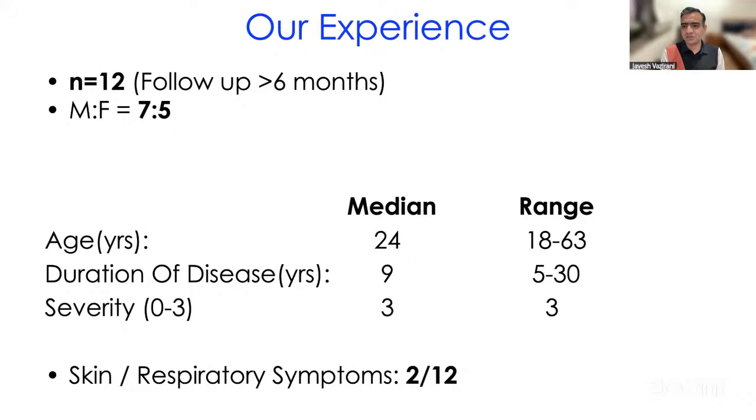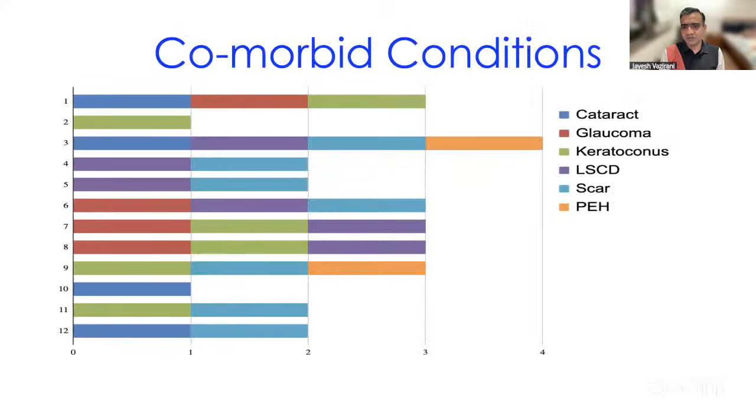So these are the patients who have been on systemic immunomodulatory therapy for a minimum of 6 months. At least some of them have been on it for 4 to 5 years. So most of these patients had a very long duration of disease. Almost all of them are pure VKC, not AKC. And as this chart shows, all of them had one or more comorbid conditions: cataract, glaucoma, keratoconus, limbal stem cell deficiency, and scarring.